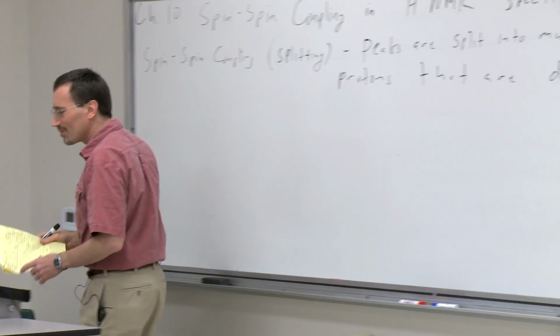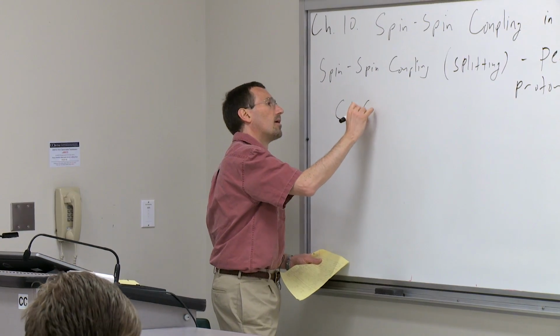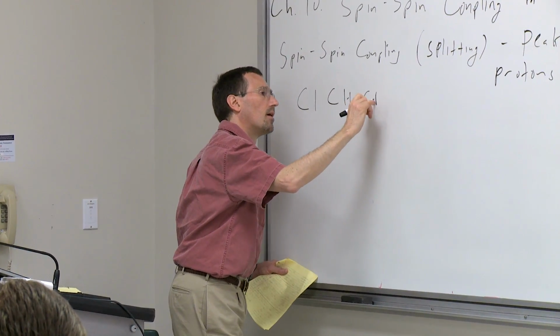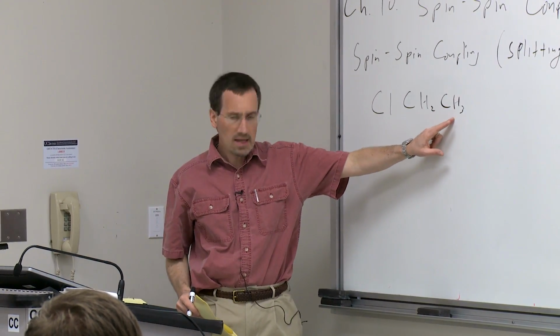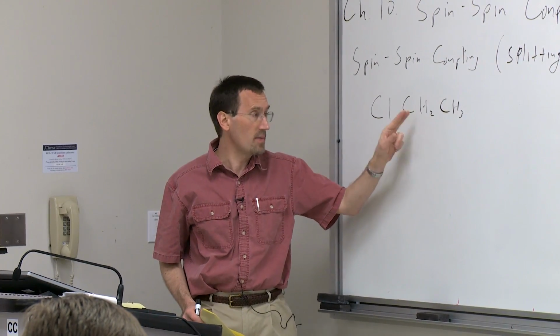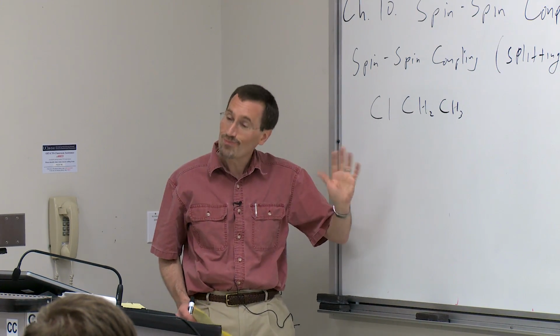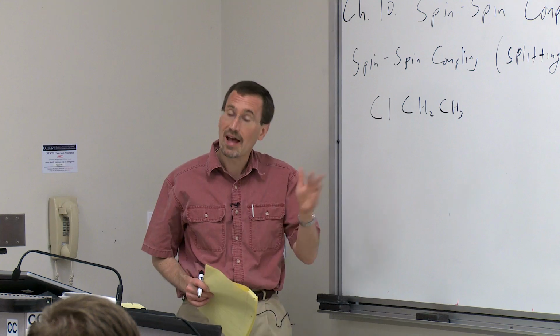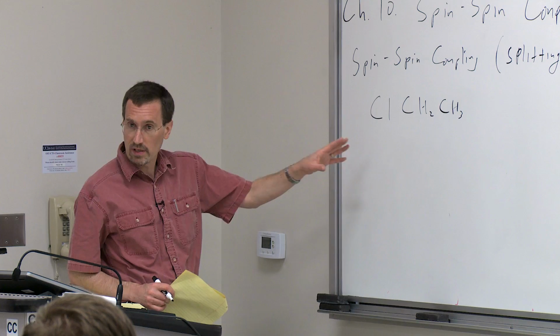So let's for a moment imagine what the spectrum of chloroethane should look like. So you've got a methyl group in the molecule. You've got an ethyl group. You've got a methylene group. You've got a chlorine. Chlorine doesn't really have spin to it. It has a nuclear quadrupole, but for all intents and purposes, you can ignore chlorine spin.